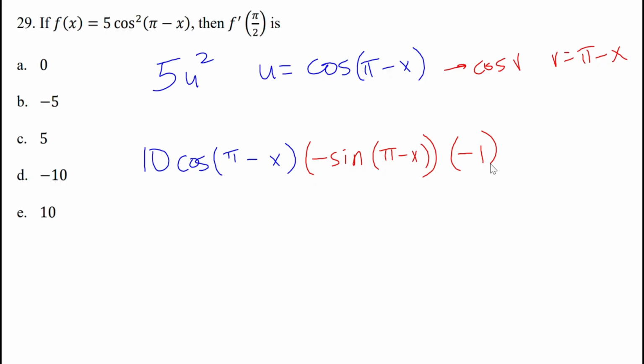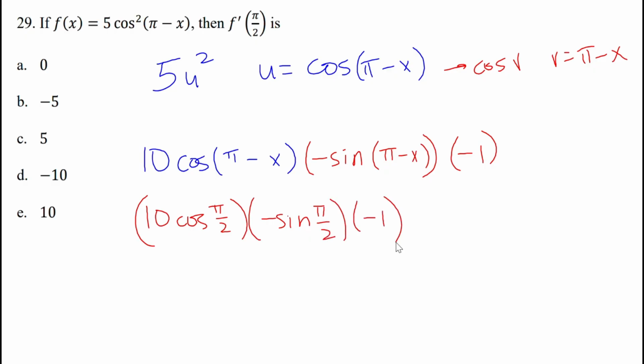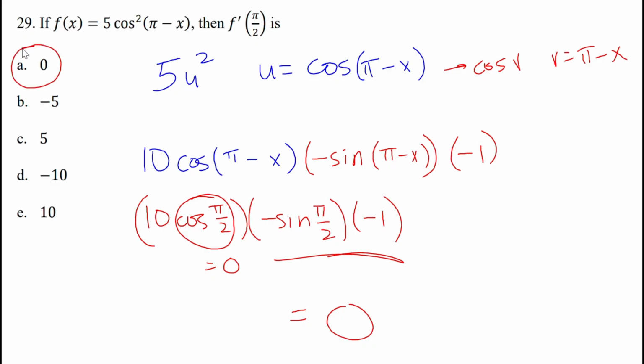We want to evaluate this at pi over 2. So we have 10 times the cosine of pi minus pi over 2, which would be the cosine of pi over 2, and then times the negative sine of pi minus pi over 2, which would also be pi over 2, times negative 1. Well, the cosine of pi over 2, this term right here, is equal to 0. So if that first term is equal to 0, and I'm multiplying it by a bunch of other stuff, all of which is defined, we just get 0, which is answer choice A.